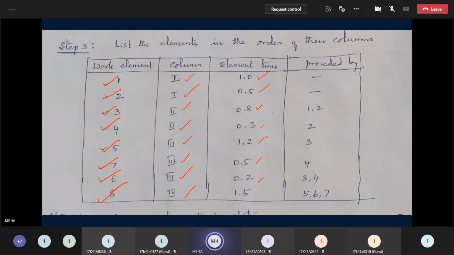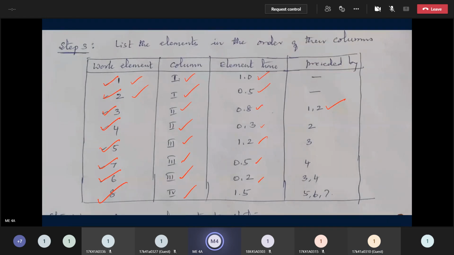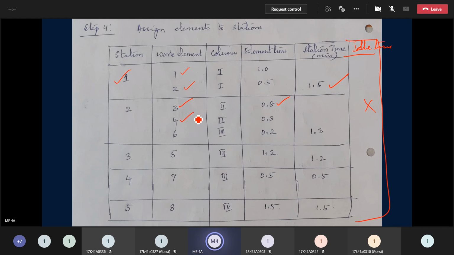Now, second column. Okay, these two are over. What is the next element? Third element. What is the time? 0.8. Is it satisfying the precedence? Yes, sir. 1 and 2 are already over. So 3 is done, 0.8. What is the next element I can add? Work element 4, which takes only 0.3. Precedence is satisfied. So 1.1 is over. Still I have 0.4 minutes left.